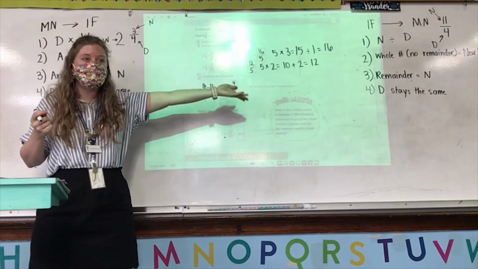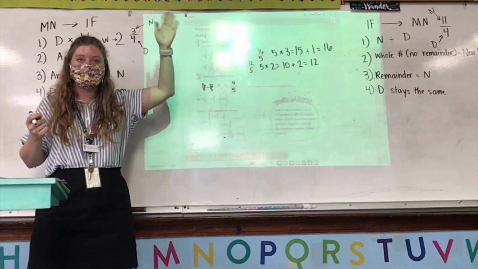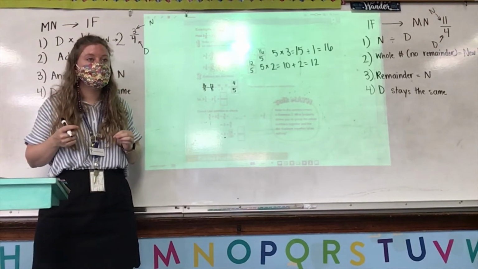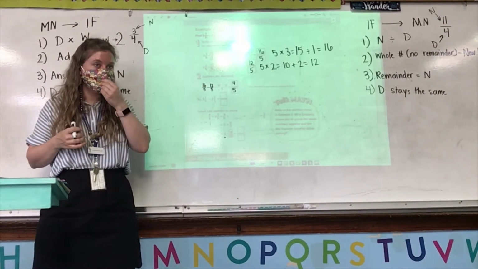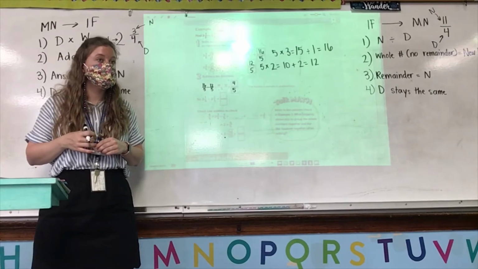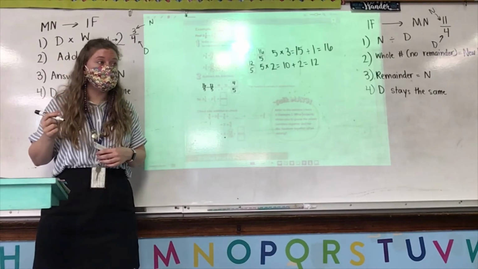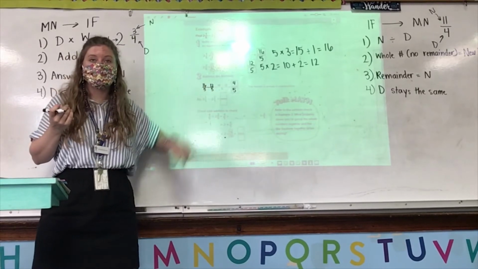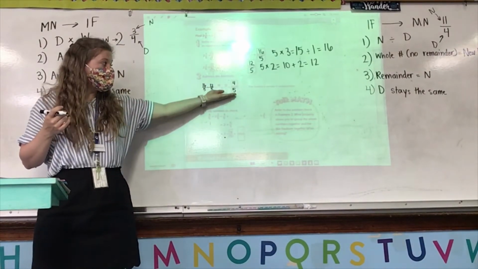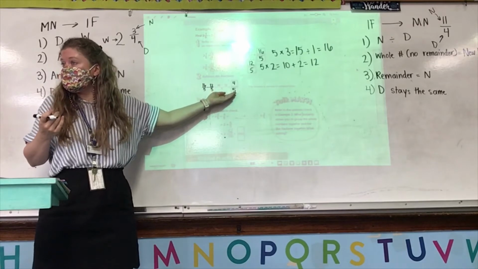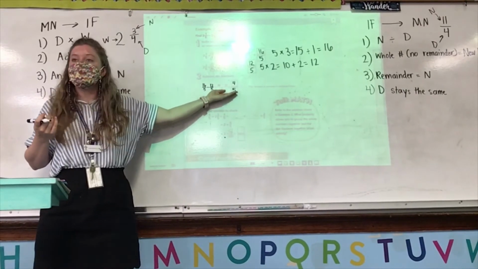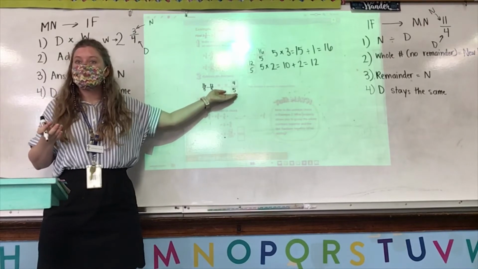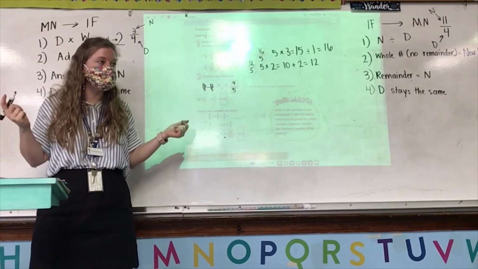What is the definition of an improper fraction? Improper fraction means when the numerator is greater than the denominator. So an improper fraction is a fraction where the numerator is greater than the denominator. Is that the case for 4 fifths? Is our numerator greater than our denominator in 4 fifths? So do we have to convert it?